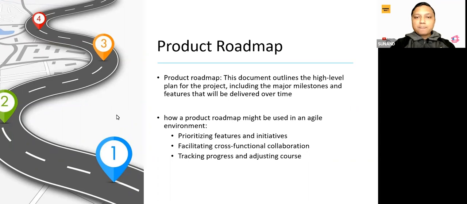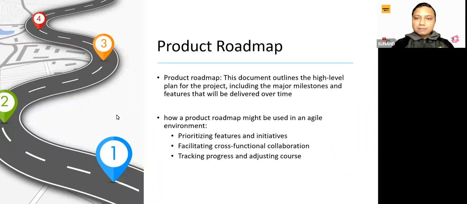The second point is facilitating cross-functional collaboration. The product roadmap can be used to bring different teams and stakeholders together to discuss and plan the development and delivery of the product. This helps to ensure that everyone is working towards a common goal and that there is clear communication and coordination between different teams. So again, it's a very important point.